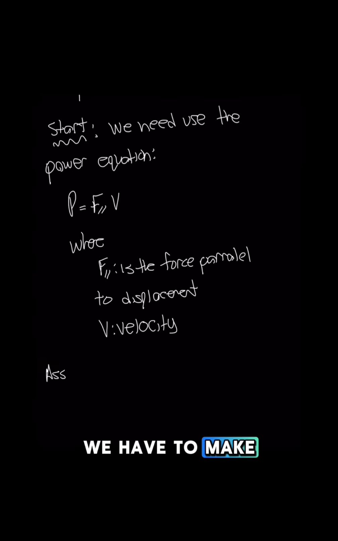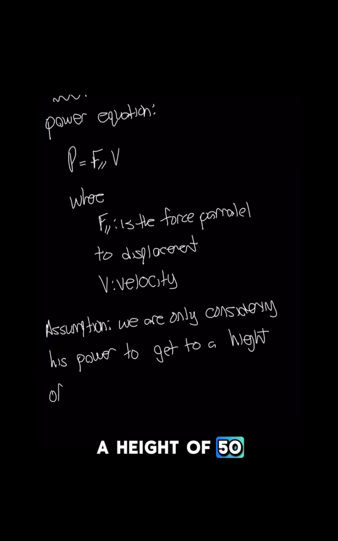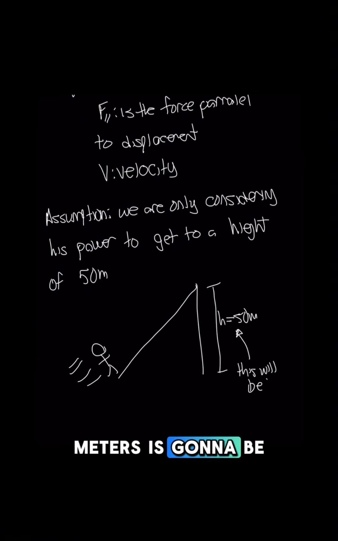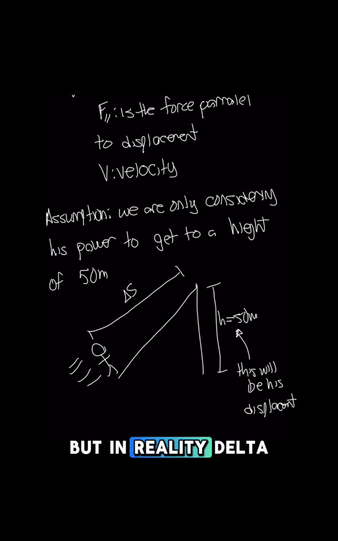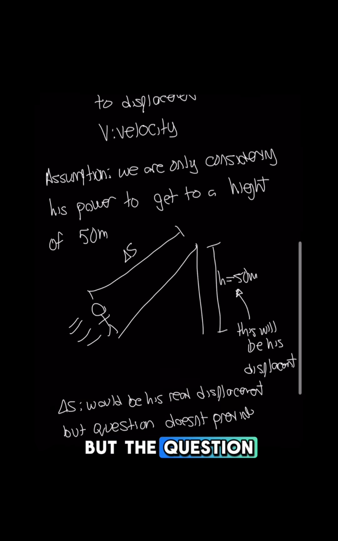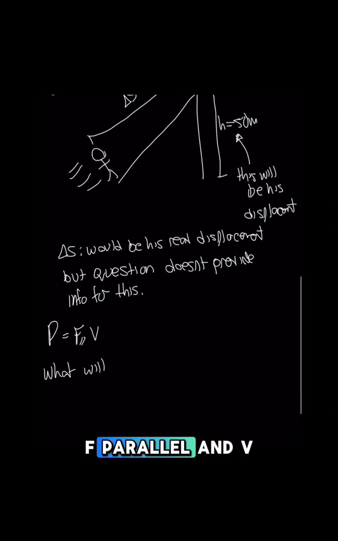The assumption that we have to make in this question is that we're only considering his power to get to a height of 50 meters. So if we look at our diagram, the height of 50 meters is going to be our assumed displacement, but in reality, delta S, this length here, is actually the real displacement, but the question doesn't provide info for this, so we're just going to assume that the height is delta S. Looking at our equation, what will F parallel and V be?